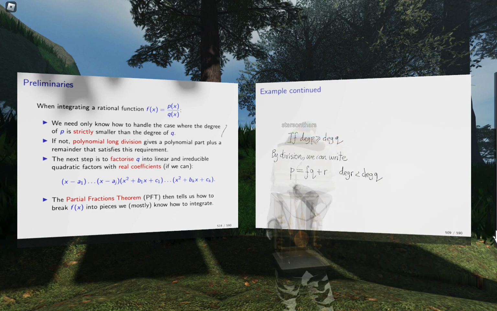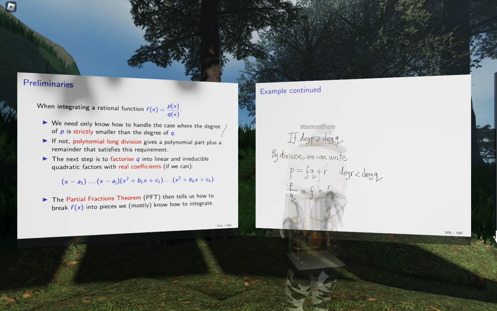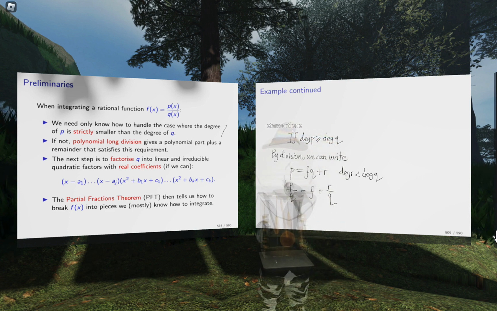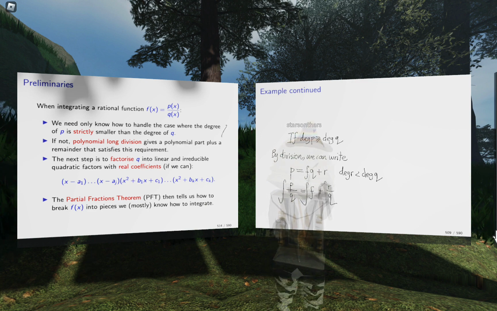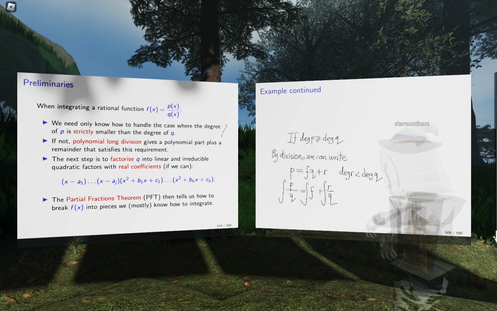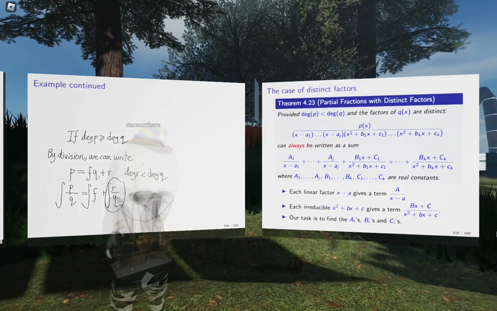Right. That means that dividing through by q, p divided by q is f plus r divided by q. But that means the integral of p divided by q is the integral of f. That's easy because f is just a polynomial, plus the integral of r on q. Okay, but this is what I said it suffices to do, right?